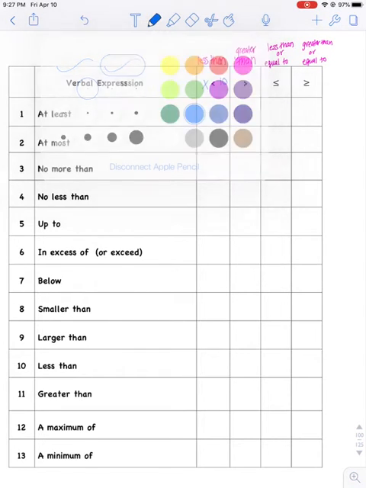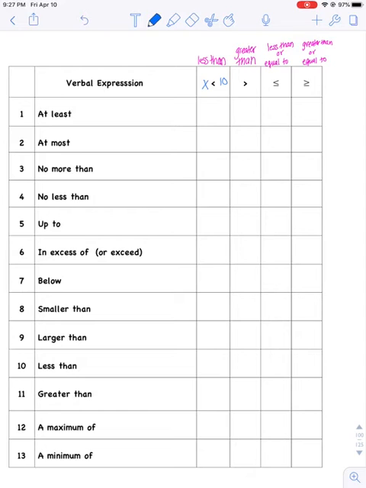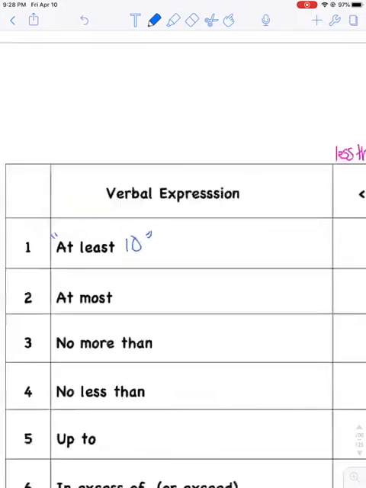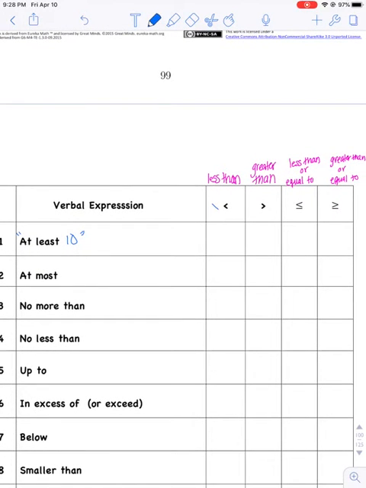So the first expression is at least. So at least means the same thing as one of these. At least maybe means less than, or maybe it means greater than, maybe it means less than or equal to, or maybe it means greater than or equal to. What I like to do to figure this out is pick a random number. And since I already used 10, I'm going to use 10 again. I'm going to say at least 10 is my new thing that I'm thinking of. And then I'm going to set this up with 10s in all of the expressions.